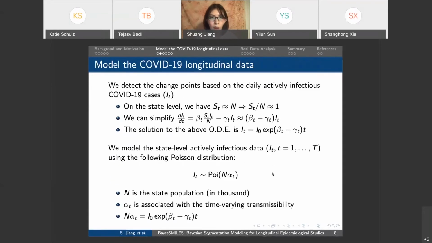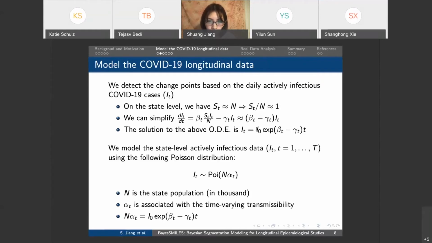Well, first of all, our change point detection is based on the daily actively infectious count data, which is essentially the compartment of infected count, I_t, in the SIR model. And here is the reason why we choose to model this data. So when we're looking at the data on the state level, we notice that the number in the susceptible group is roughly the same as the state level population at any time t. So using this approximation, we can simplify this ordinary differential equation into this formula. And it is straightforward to get a solution of this ODE as shown in this equation.